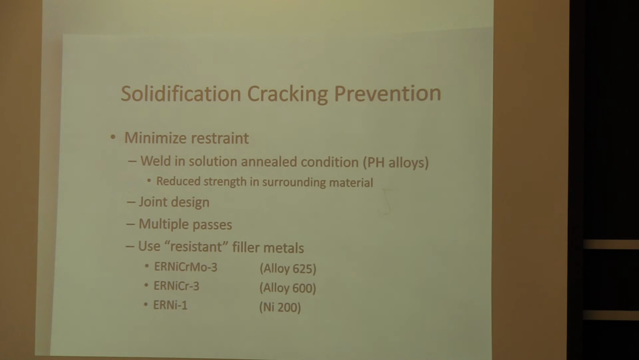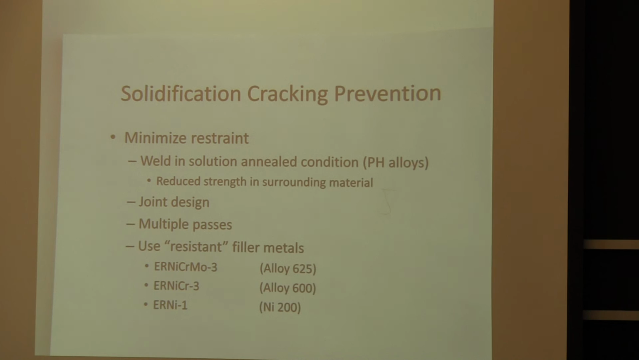What that does is it reduces the strength of the surrounding material, so you don't have this high strength material on each side of the weld and this low strength solidification going on. You have a more constant, lower strength material, which will then require some post-weld heat treatment after you make the weld to restore those properties that you're interested in. Another big way to minimize restraint is with joint design.